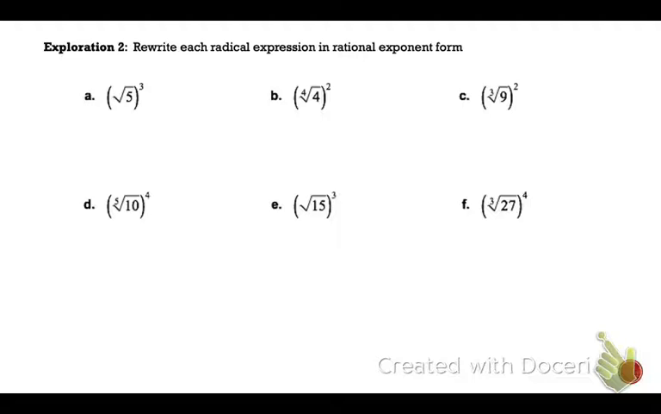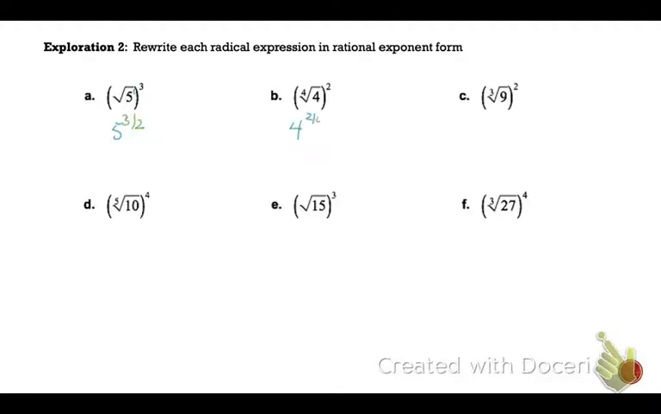So let's rewrite each of these radical expressions in rational exponent form. So knowing what we just talked about, the power will be the numerator of the exponent, and then the root will be the denominator. So this is the square root of 5 raised to the 3rd power, or 5 raised to the, oh, I'm sorry, I've got that one wrong. Just a moment. There, 5 raised to the 3/2 power, because our power is 3, so that's our numerator of our exponent, and the root is square root, or the second root, and so that's our denominator.